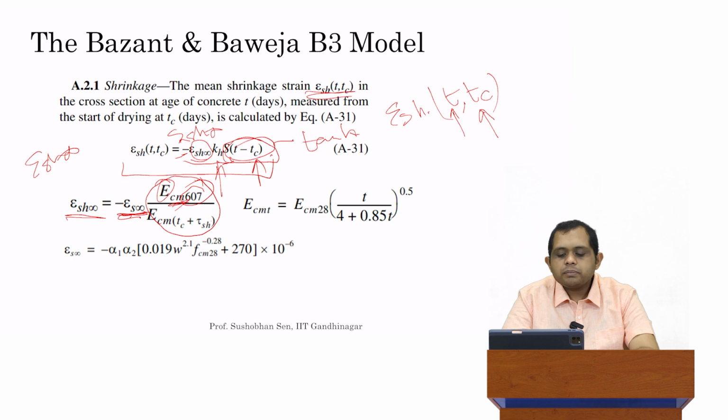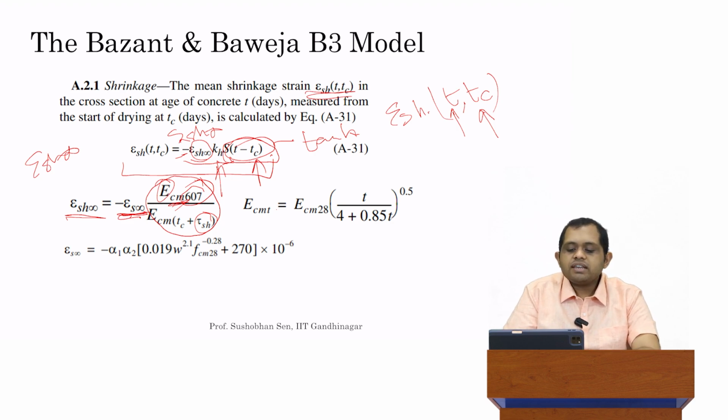So this particular term, ECM 607 by ECM of tau C plus tau SH, I'll define tau SH in a second. This is basically some correction factor which takes into account that the elastic modulus of the concrete is changing at early age. Now, ECM is the elastic modulus as a function of time. So that's what ECM(t) stands for. This is shown empirically using this equation.